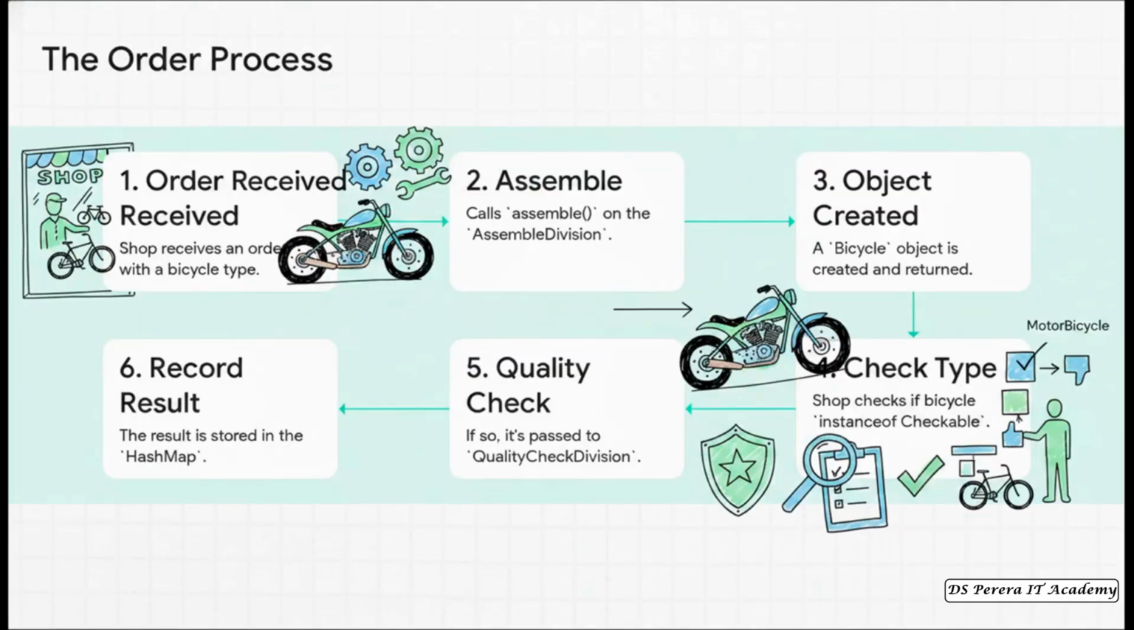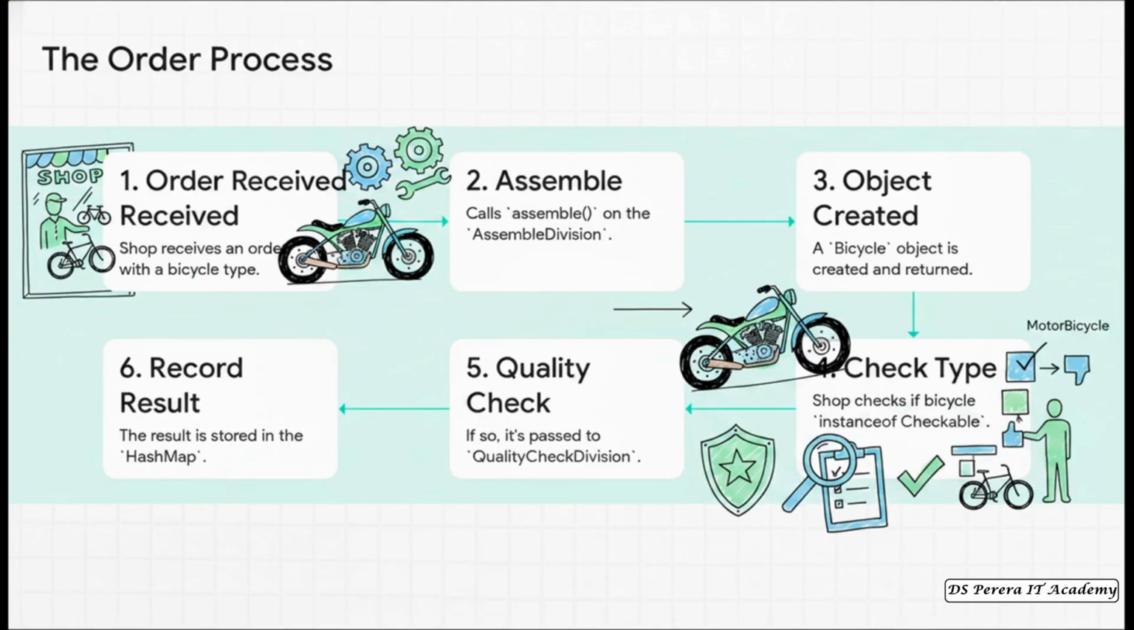Let's just trace that flow one more time, step by step. 1. The bicycle shop gets an order. 2. It delegates the creation to the assemble division. 3. A brand new bicycle object is created and returned. 4. The crucial instance of checkable check happens.